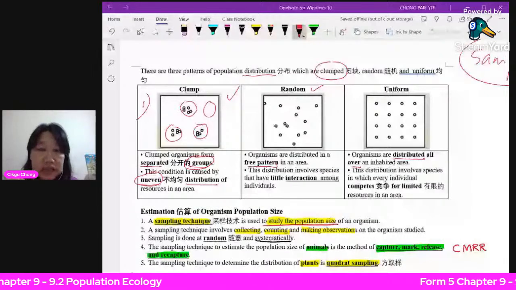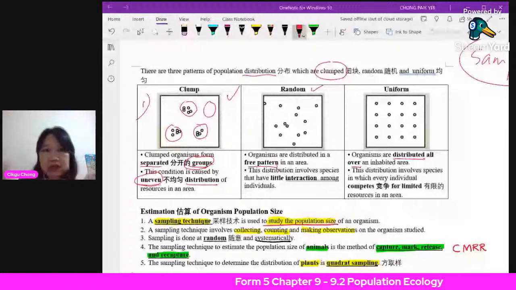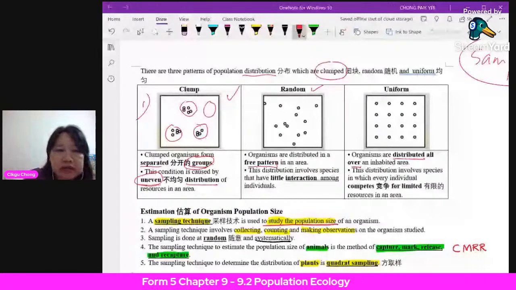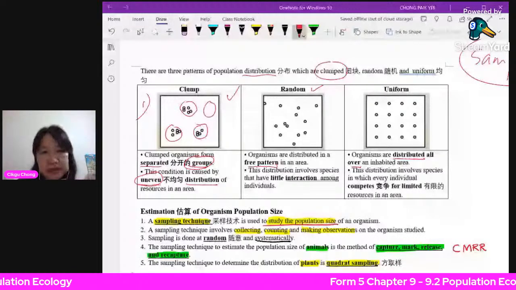Then you take your quadrat, you can use the same quadrat, you don't have to make 10 quadrats. You put it in another area, let's say here. The same quadrat, you put it here randomly, that means you just simply throw the quadrat and see where it lands. You go there and you count.